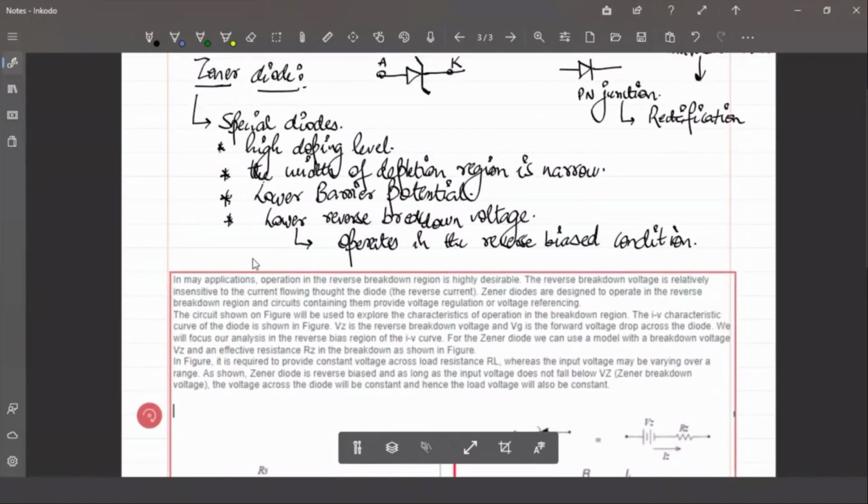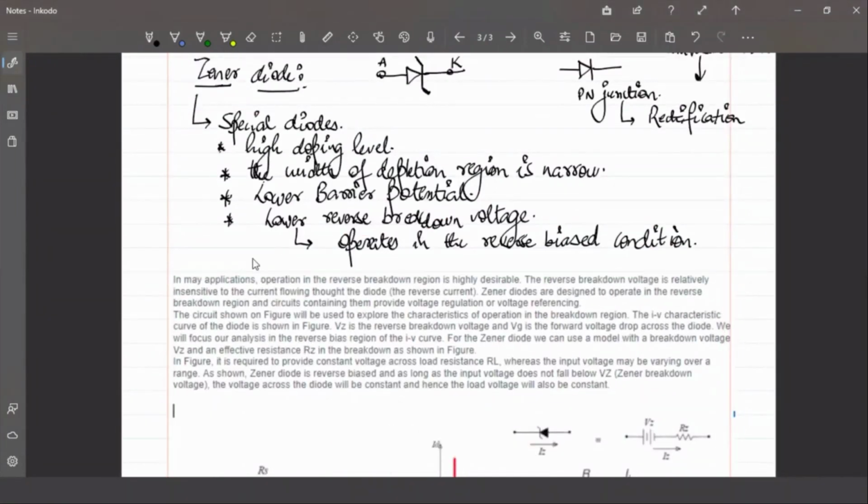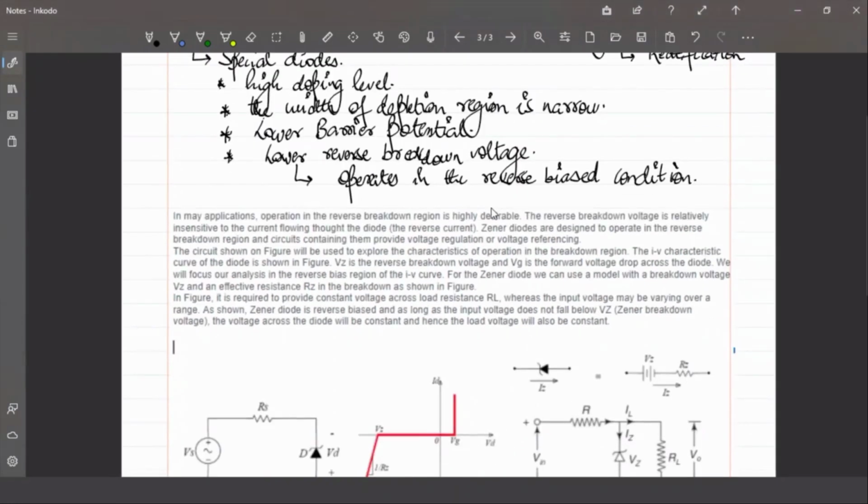Okay, so I had told you that these are special diodes, and due to the high level of doping, the width of the depletion region is less, and they have lower barrier potentials and lower reverse breakdown voltage, and operate in a reverse bias condition. So in many applications, operation in the reverse breakdown region is desirable, and this is relatively insensitive to the current flowing through the diode, that is the reverse current. This reverse breakdown voltage is the advantage here.